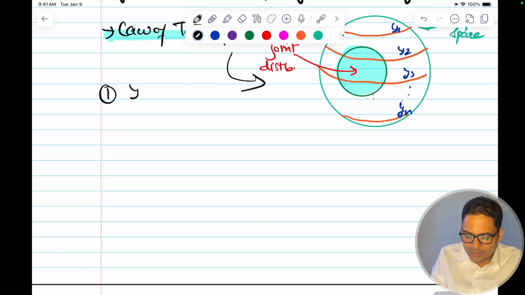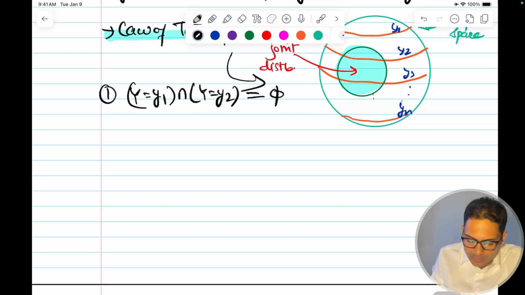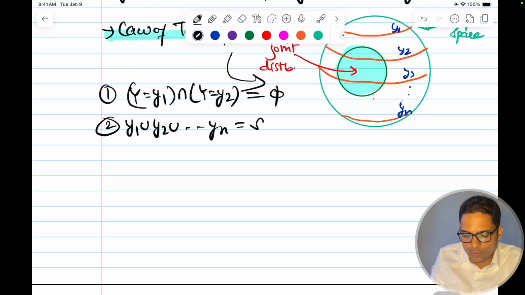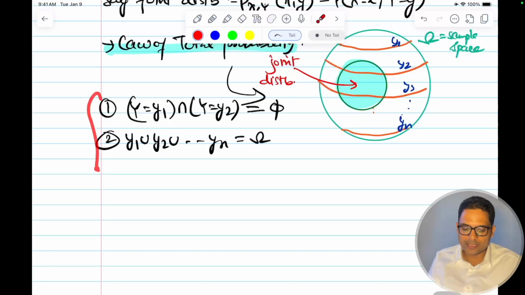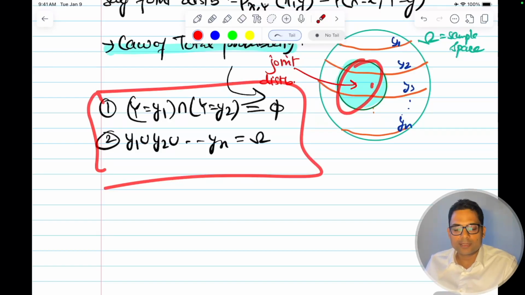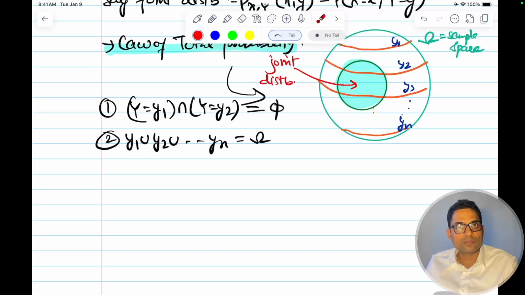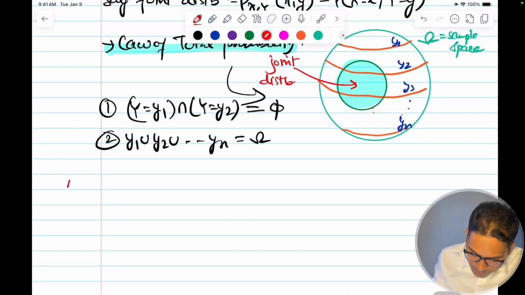That y is equal to y1 intersection y is equal to y2 are mutually exclusive, so this will be equal to phi, the null set, and the sum of all these should cover the sample space. So y1 union y2 union till yn should be my omega. These are the two conditions that it should satisfy, and this is my joint probability. And if I sum this joint distribution probability across all the possible values of y, I'll get the marginal distribution of x. Let me write it down as a note.